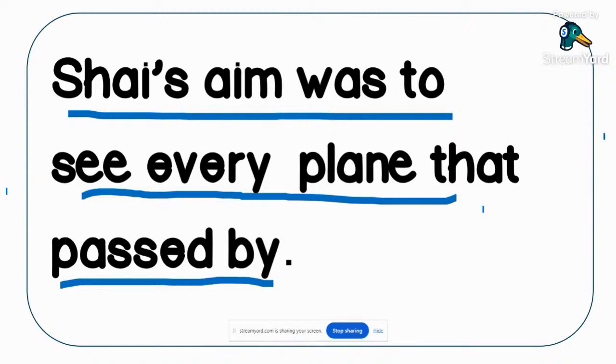Good. So if I ask the question, what was Shay's aim? What was Shay's aim? What would you say? So you can go ahead and type in the comment section what you think Shay's aim was. Based on the story, what was Shay's aim?